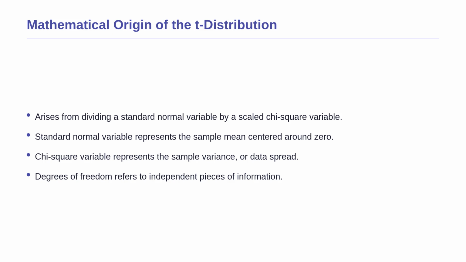Why these specific pieces? The standard normal variable represents our sample mean, centered around 0. The chi-square variable represents our sample variance, which is how spread out our data is. By dividing the two, we create a ratio that perfectly models our real-world situation, where both the mean and the variance are estimated from the same small sample.